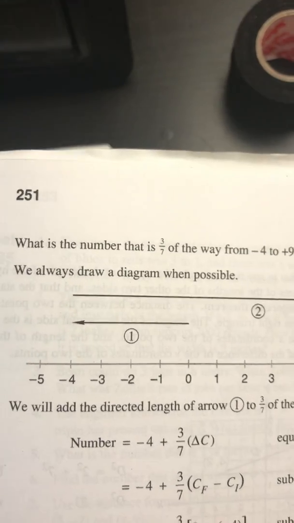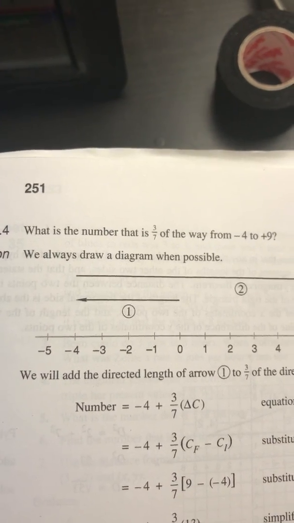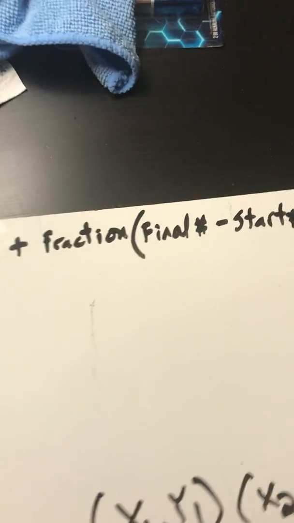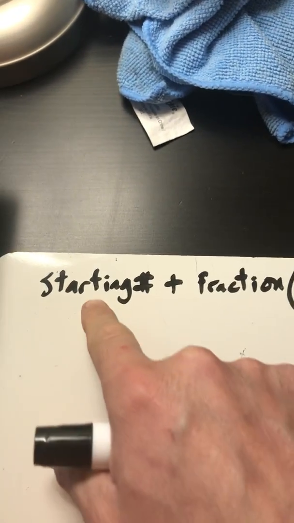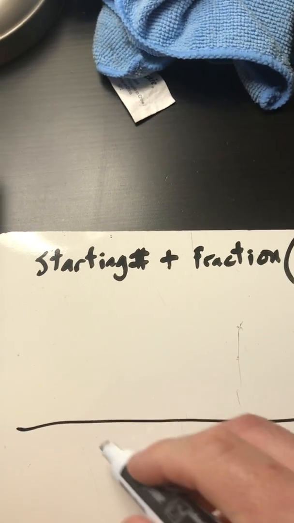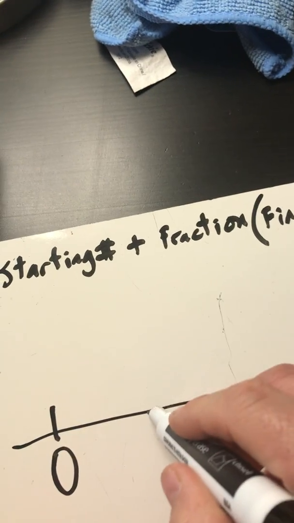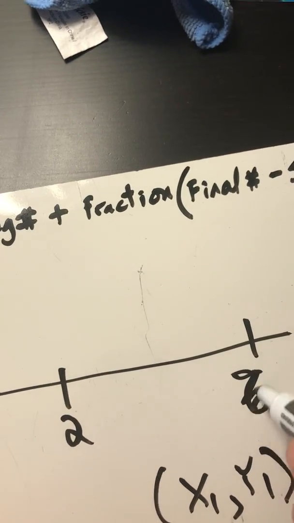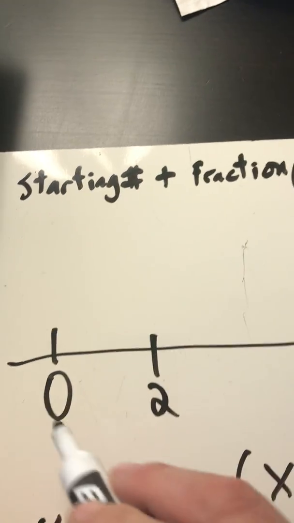But what if they give you a problem like this? What is the number that is 3/7 of the way from -4 to +9? Okay, well, you just have to memorize this beautiful equation, okay? It's wherever you're starting from. Because you don't always start from 0 on a number line. You know, here's 0, here's 2, here's 6.